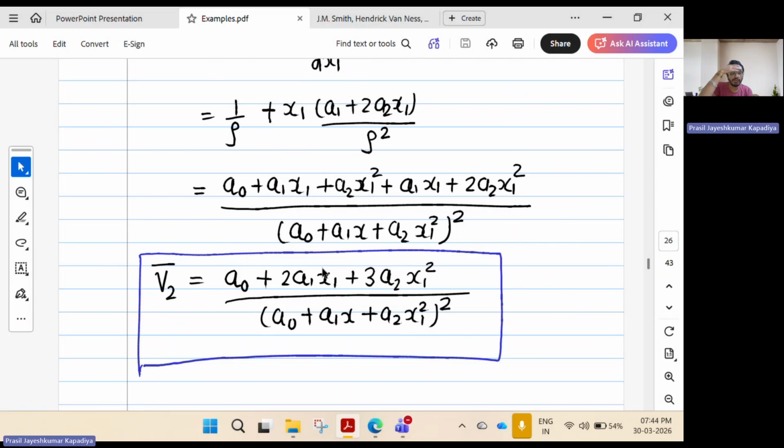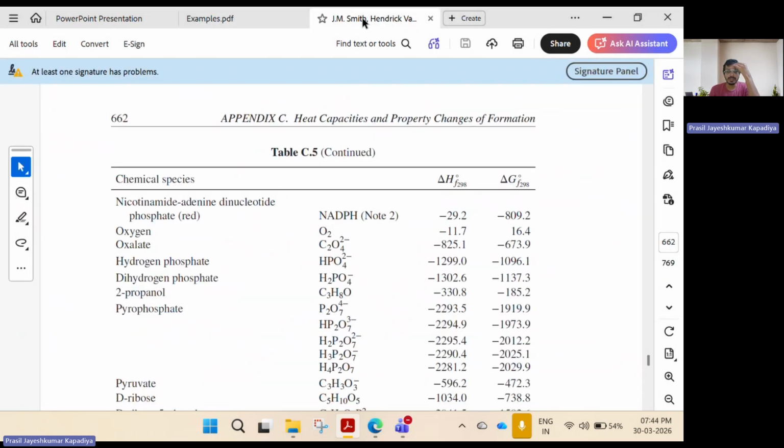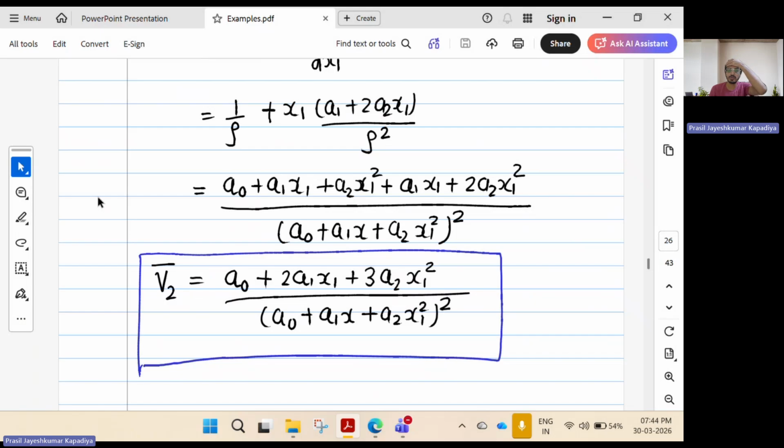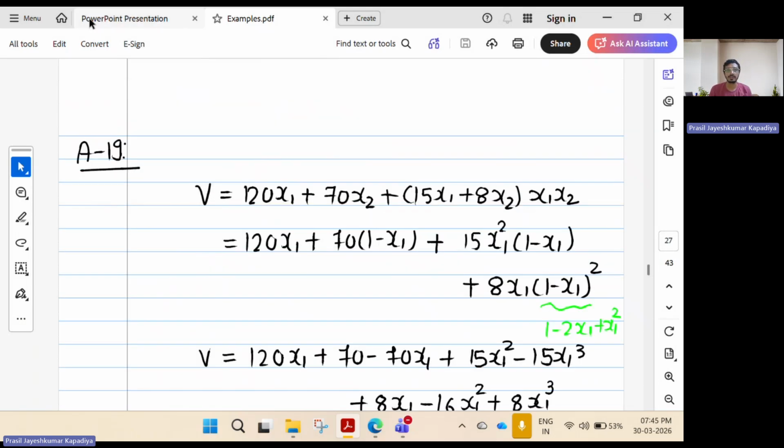Similarly, what will be my V2 bar infinity? We need to put x1 equal to 1. So it is a0 plus 2a1 plus 3a2 divided by a0 plus a1 plus a2 whole square. So this will be my V2 bar infinity. Okay, so this is all about today's lecture. We have so many problems remaining to solve, so we'll do that in the next class.